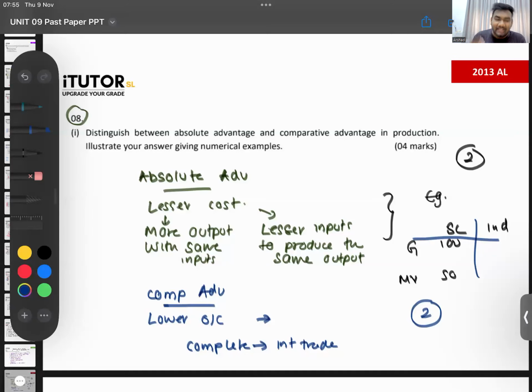You write complete nonsense. That is why I keep on saying past papers, mock exams, whatever, just reading the answer is not going to help you. Learning theory alone is not going to help you, because there is no more theory that you have to learn here. Absolute advantage, you know the theory. Comparative advantage, you know the theory. What you don't know is to properly structure an answer and put it into writing.